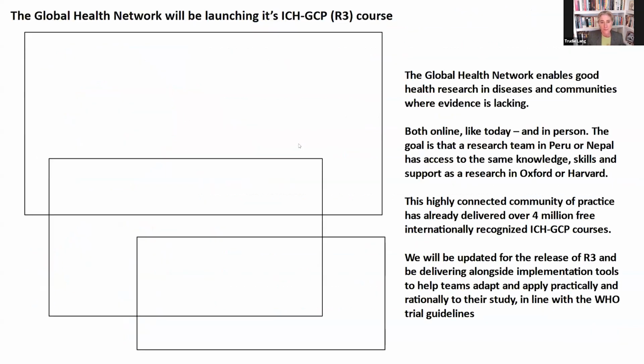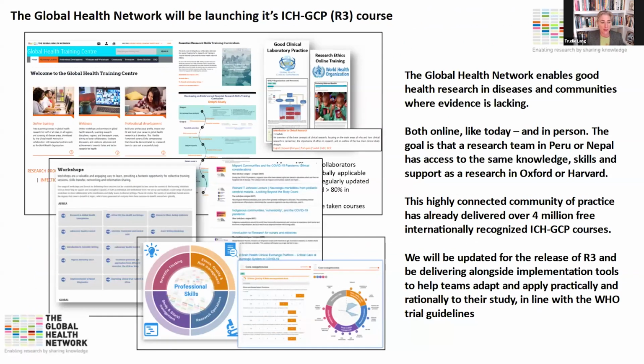Next slide, please. So what we're doing over the coming weeks is trying to get ready for R3. Obviously, we've already got the WHO guidelines there, and we're going to update the ICH GCP course that we offer to cover R3. We're going to deliver this with all of the implementation tools that are needed to take them up into policy and practice. Already, nearly 4 million of these ICH courses have been taken on the Global Health Network, and we really want that accessibility to be the same for R3.